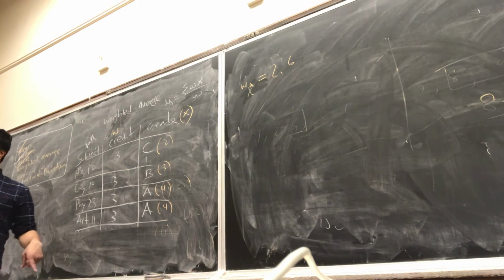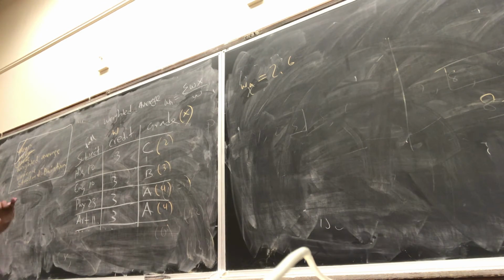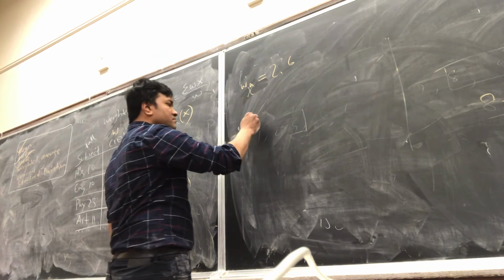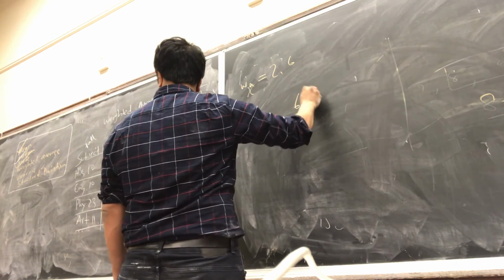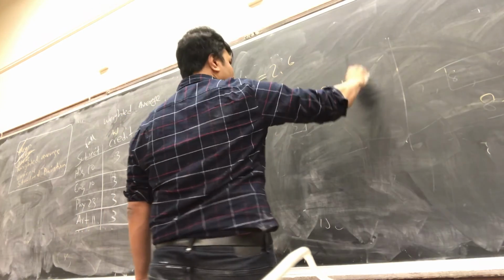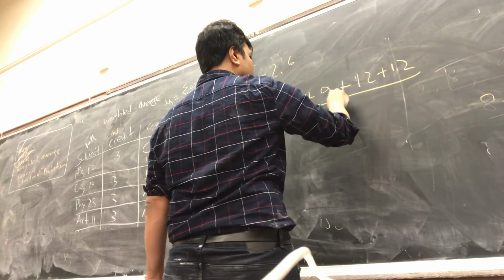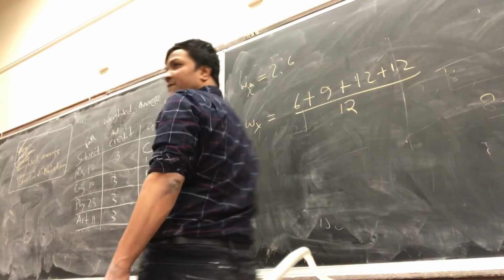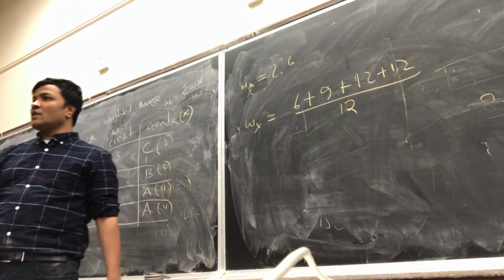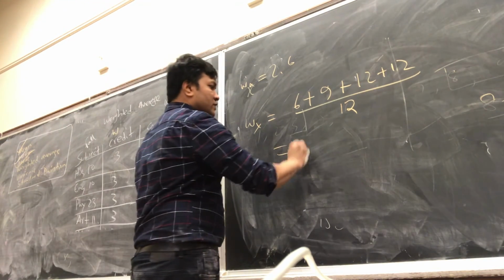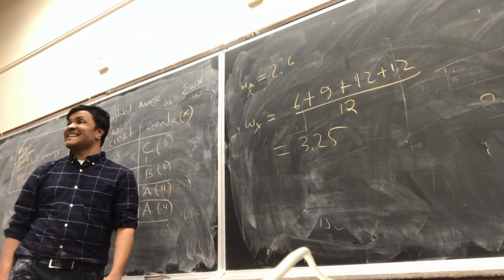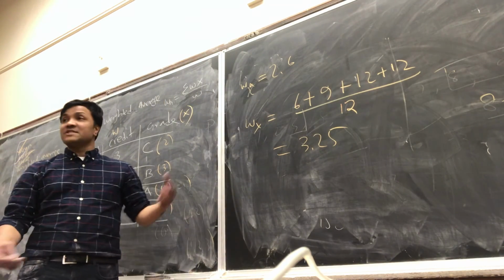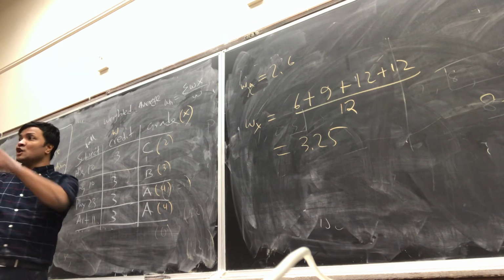Without F, should it look better or worse? Higher. Okay, now WX is: first one is 6 plus 9 plus 12 plus 12 over 12, no longer 15. 3.25. 3.25 is much better than 2.6, right? Yes, much better than 2.6. So, do not get F.